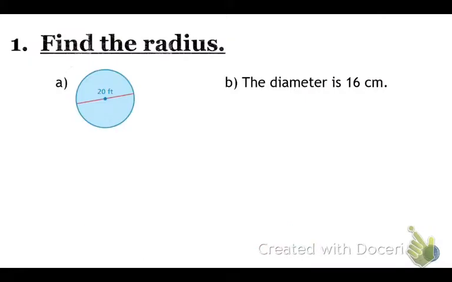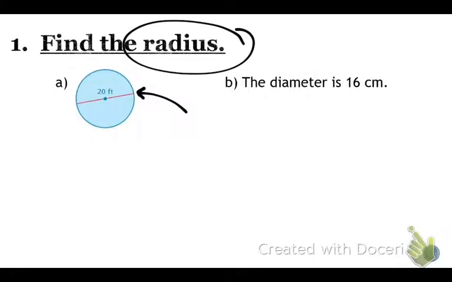Let's do a few of these problems together. This first one says to find the radius. Remind me again, guys, which one is the smaller one, the radius or the diameter? The radius is the smaller one. Looking at this right here, what did I give you? 20 feet. Is that the radius or the diameter? That's the diameter.